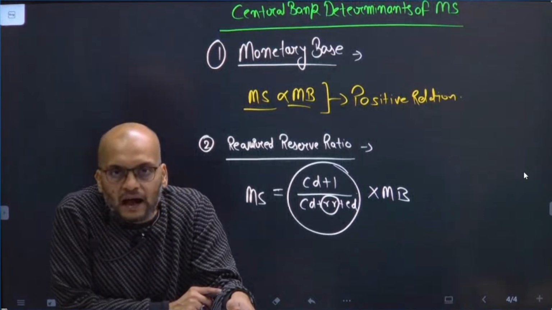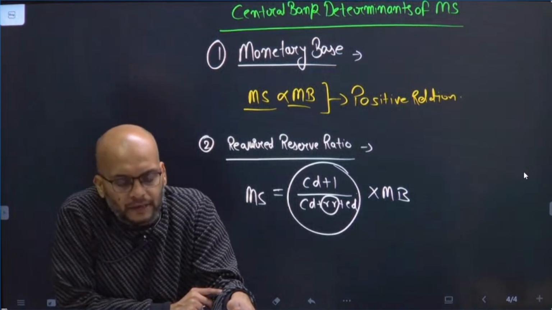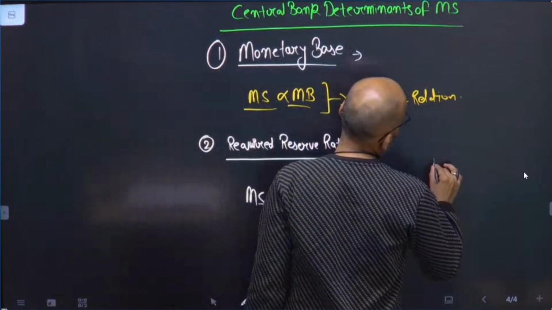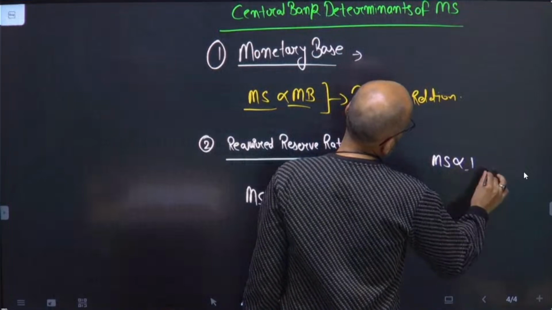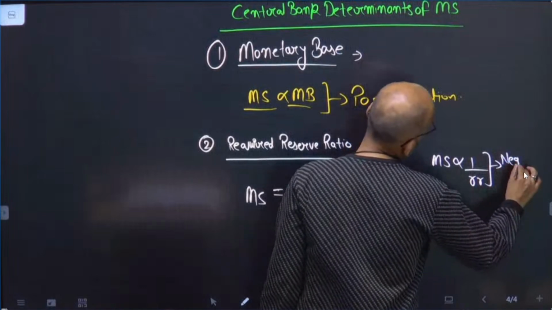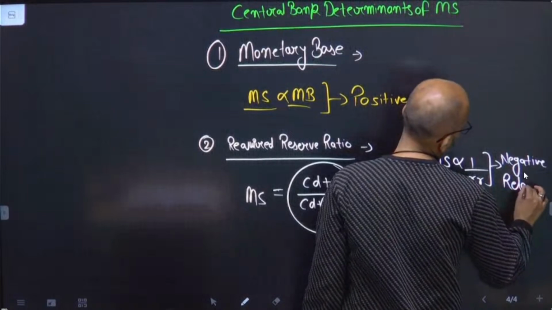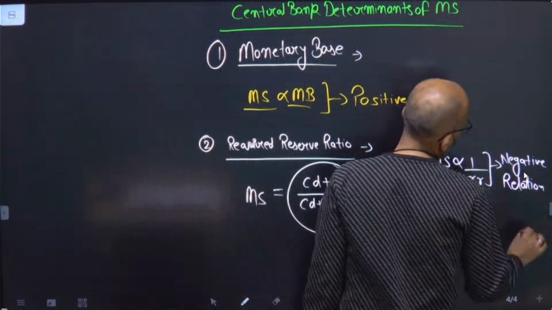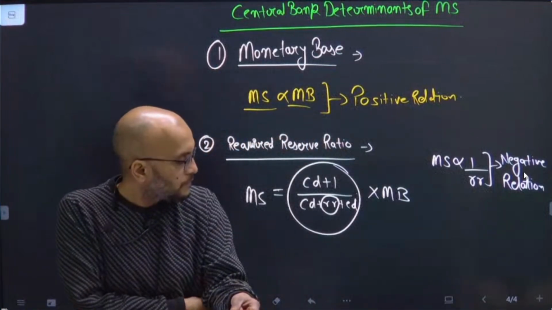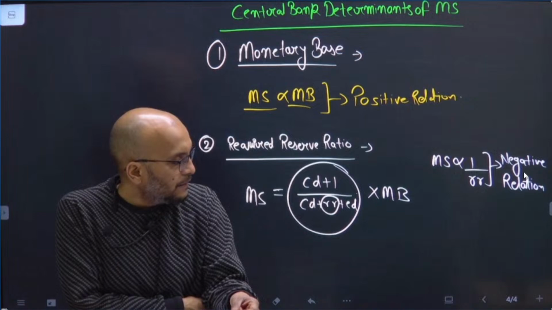And vice versa. Vice versa means decrease in RR will increase the money supply. Okay. So from here what we can say? That money supply is inversely related to RR or has got negative relation with RR. Understood? Clear? Noted.